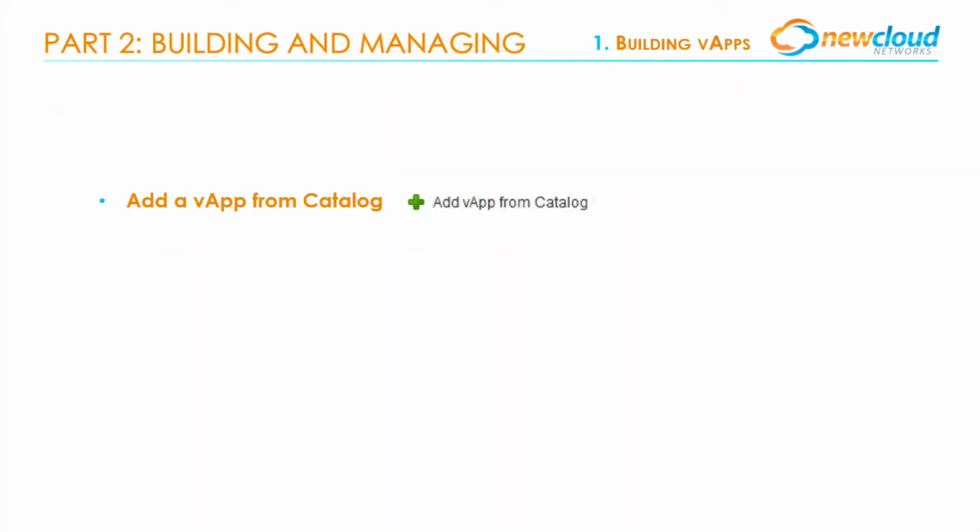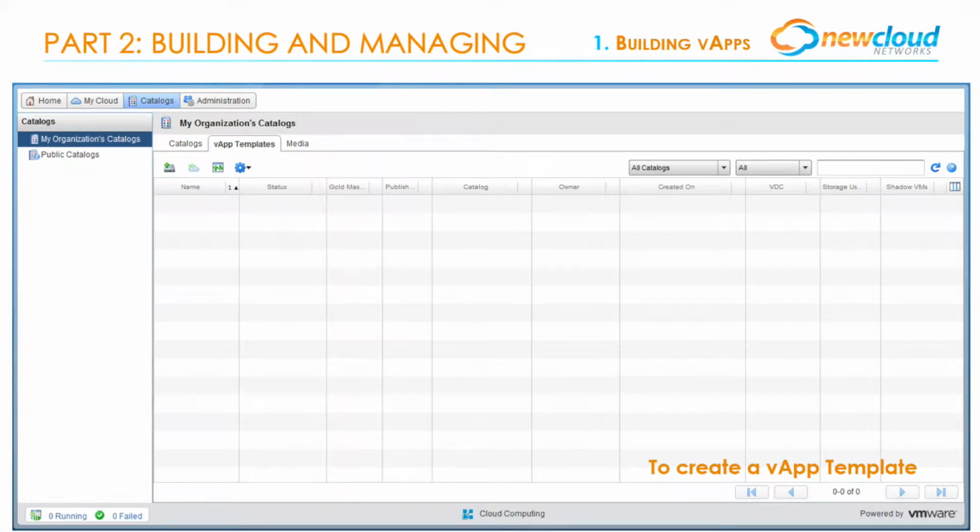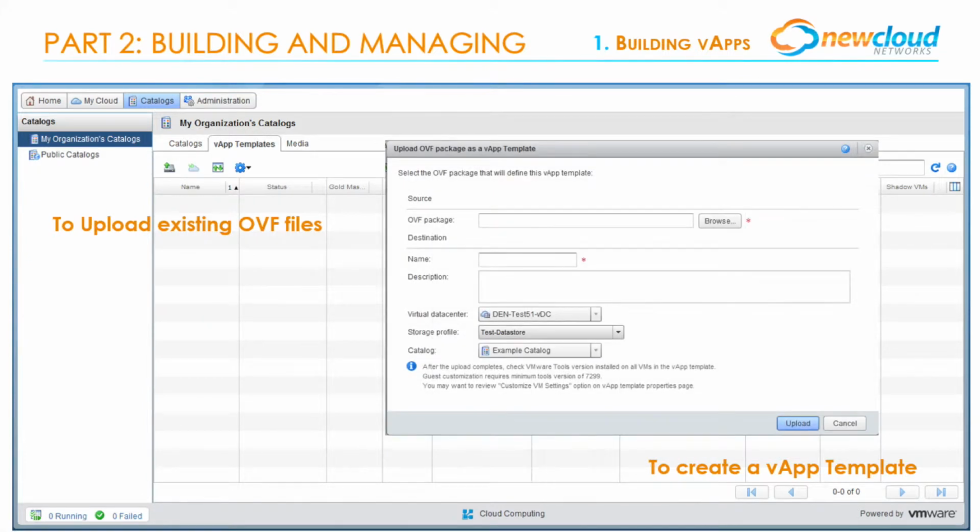Before discussing vApp templates, let's review the Catalogs tab. This is the tab that gives you access to all templates and media that your organization and NewCloud Networks has provided for use in your virtual data center environment. To upload an existing vApp template, go to the vApp Templates tab under your specific catalog and select this icon, and fill in all necessary information and click Upload.